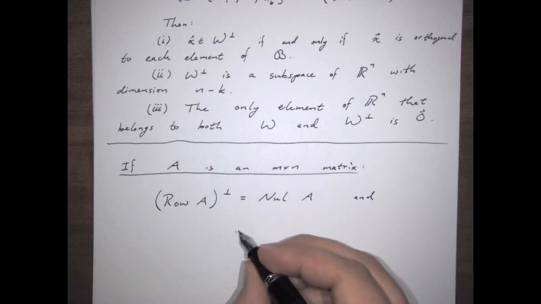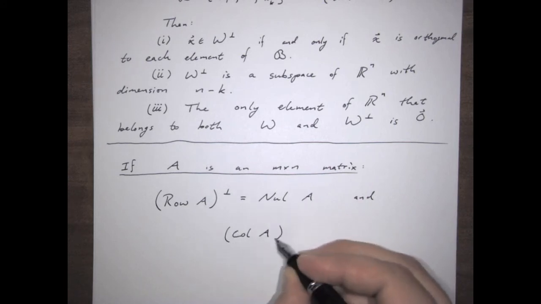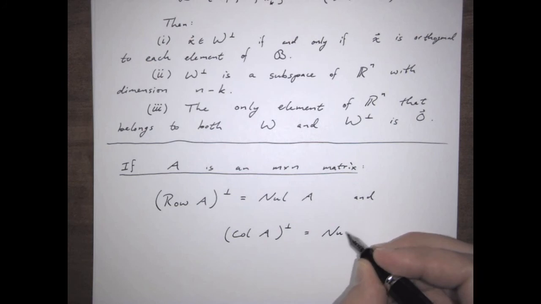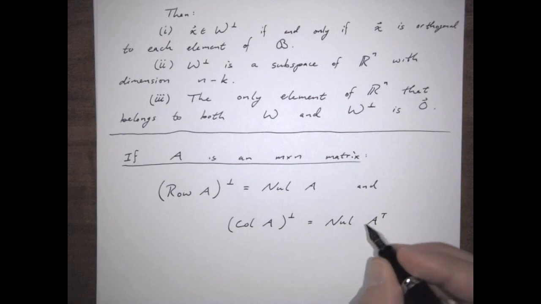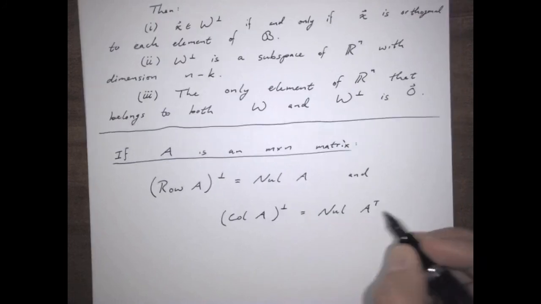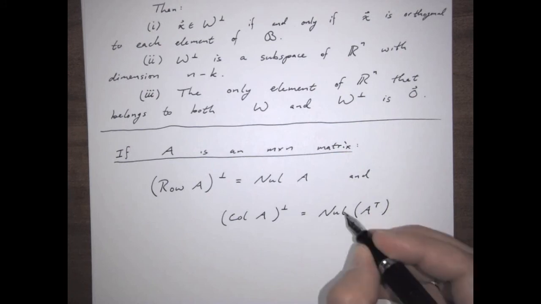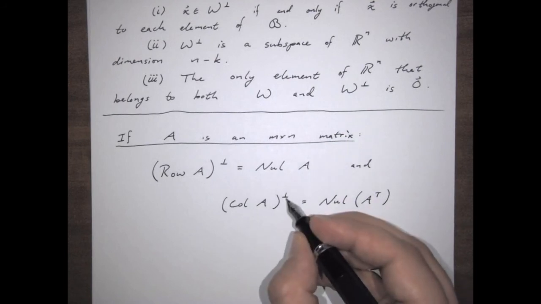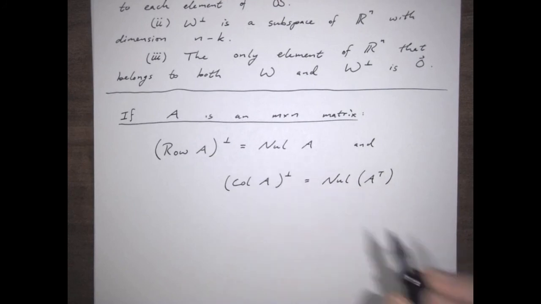And the orthogonal complement of the column space of A is equal to the null space of A transpose. So here, it's an interesting relationship between the upside down T and the right side up T. In particular, here we're talking about the transpose of A, the null space of that. That's equal to the orthogonal complement of the column space of A.